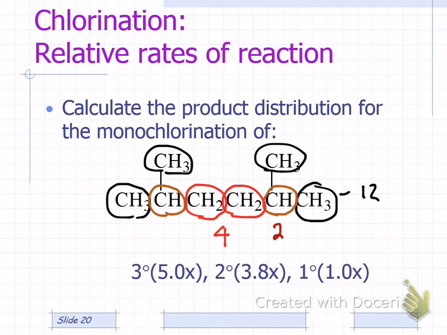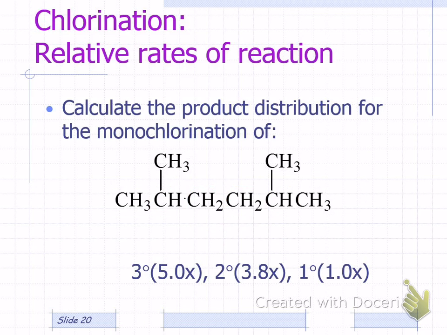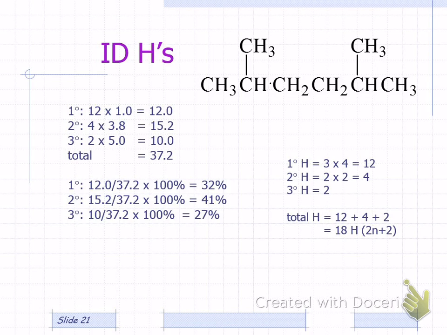Now what we're going to do is calculate the overall probability of each one, using these weights that are given down here for primary, secondary, and tertiary. This is how you take that into account. There's the 12, 4, and the 2. Just look at the slide, take a picture. Don't try to copy it all down right now. There's the 12 times 1, the 4 times 3.8, and the 2 times 5. These are the overall weights for the three different kinds of hydrogens. Then to calculate the percentage of each product, all you do is add these together and divide by the total. That gives you the probability, the distribution of products in a free radical reaction.